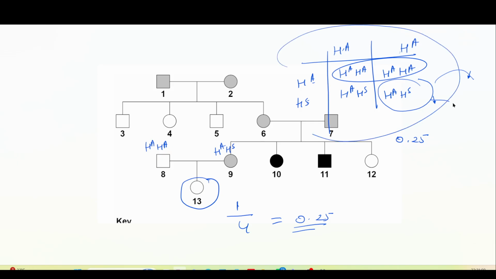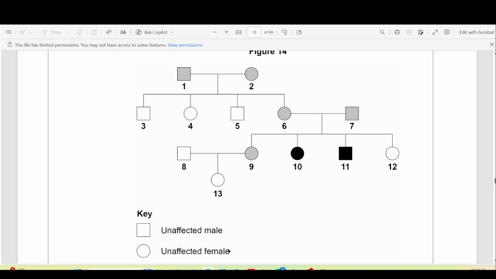Draw this. This is normal, that's why we use normal genes. This is carrier. Done. Okay.